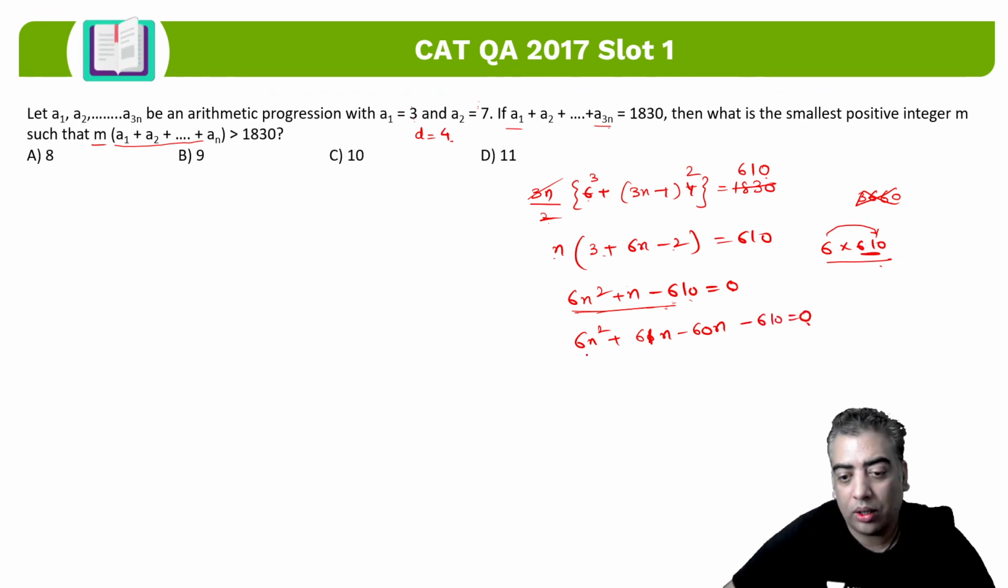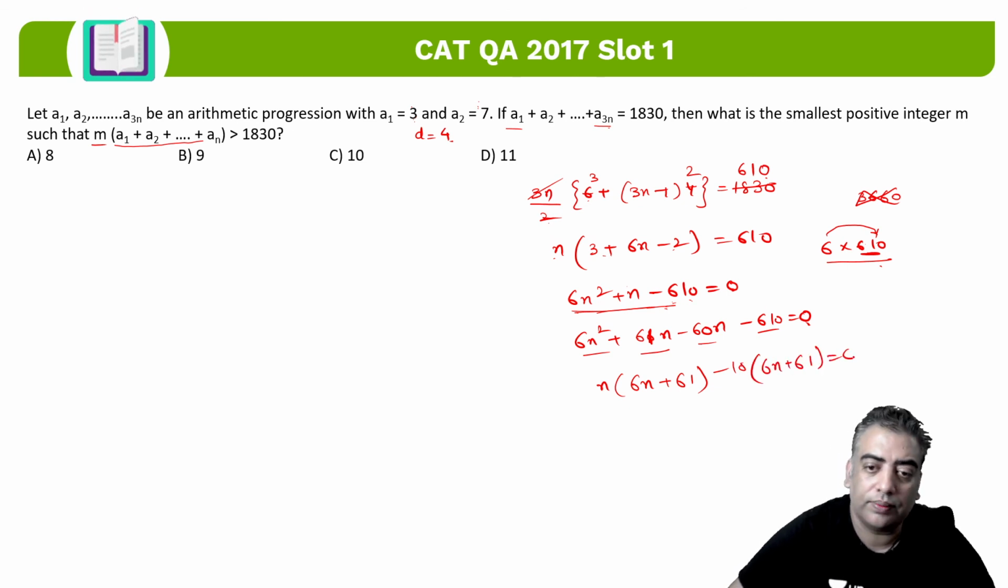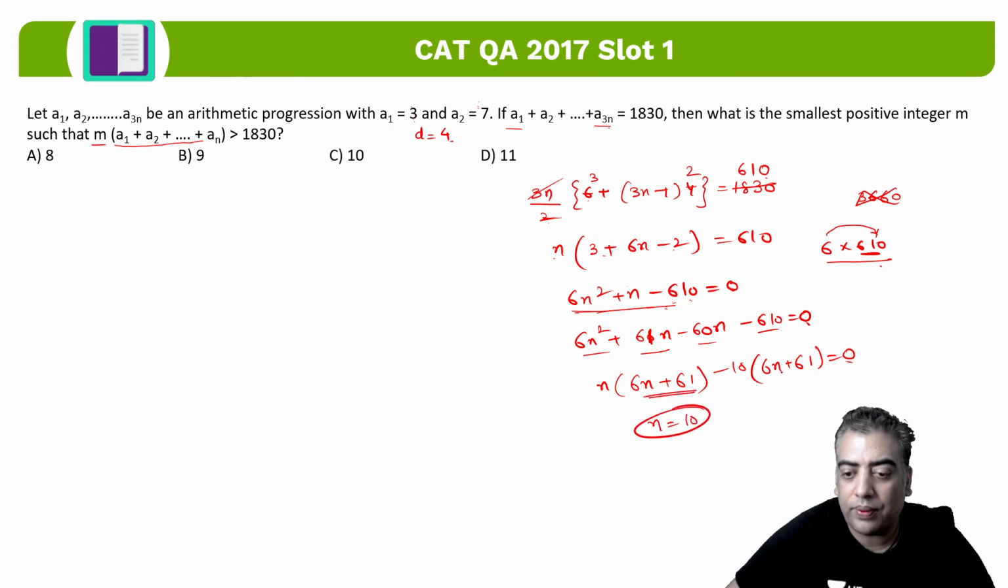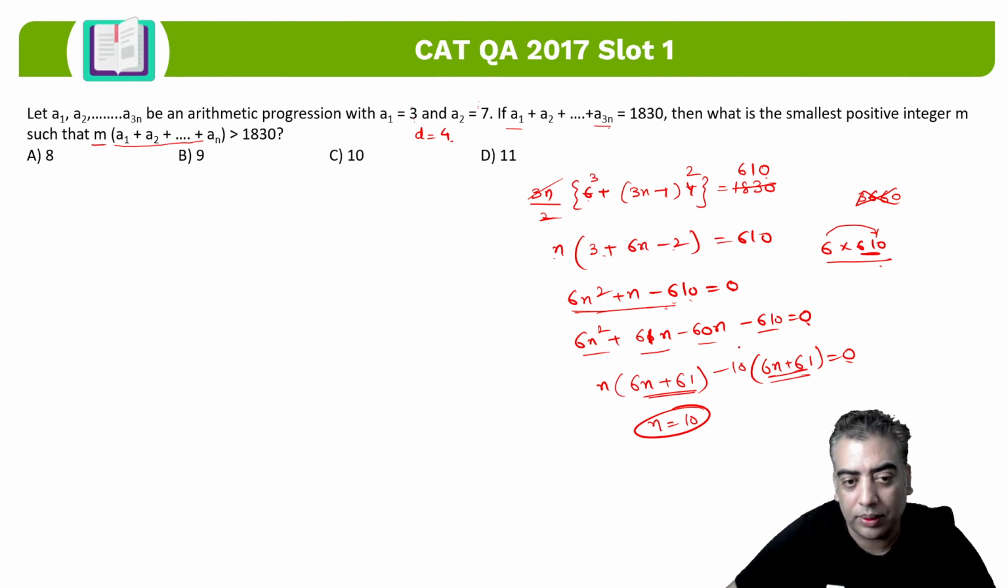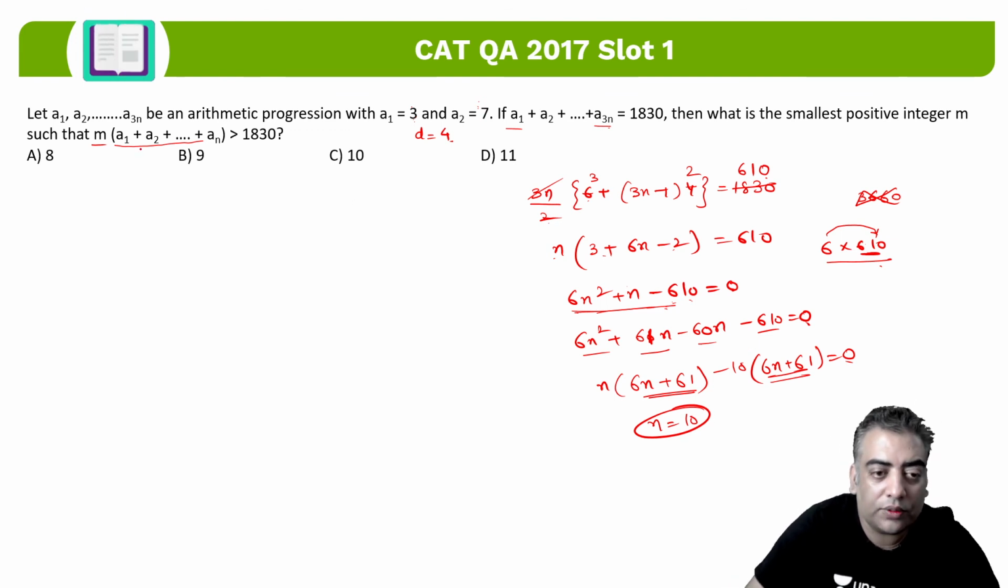right? Now you can take only n common here. It is 6n plus 61. And in this case, you can take 10 common and it becomes 6n plus 61 equals 0. So it clear cut gives me the value of n as 10 because the value in the bracket will generate a negative value of n, which is not possible. So if n is 10, let's focus on this area.